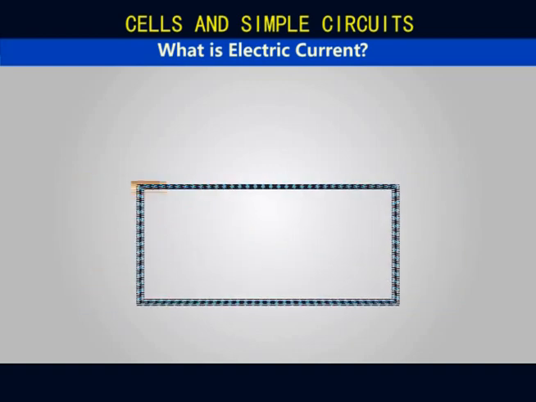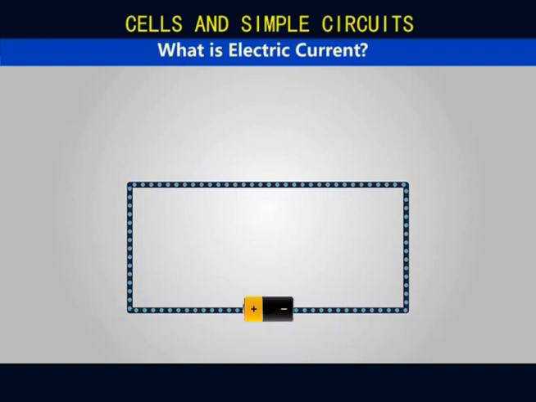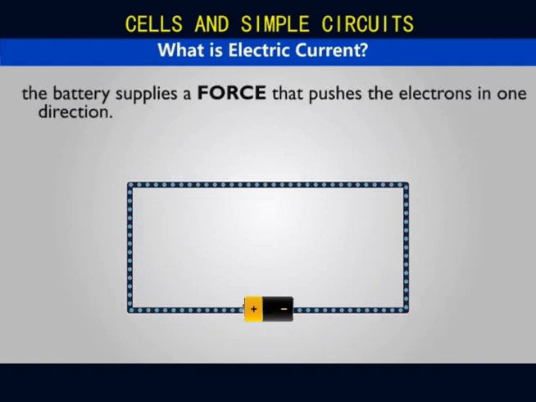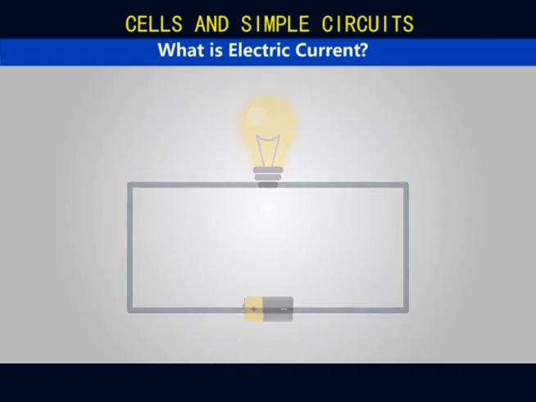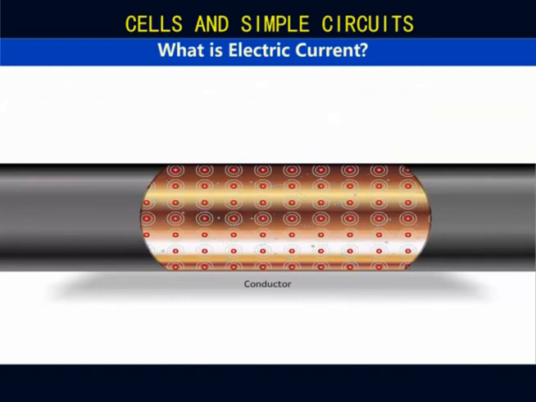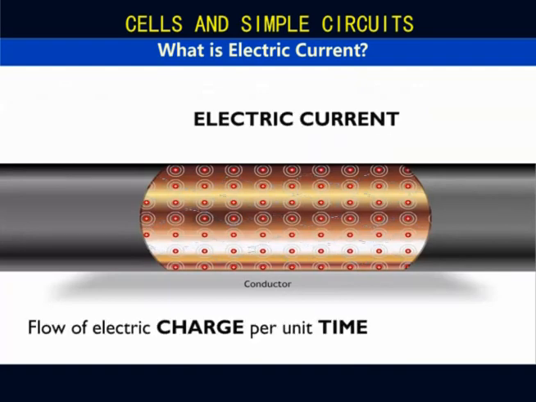Now, if we make a closed circuit by connecting a battery to the copper wire, the battery supplies a force that pushes the electrons in one direction, usually from the negative terminal to the positive terminal of the battery or cell. And if we add a light bulb to the circuit, the electrons will flow through it and cause it to light. So inside the conducting wire, electrons are traveling at high speeds in only one direction, and therefore there is a flow of charge. This flow of charge per unit time is called electric current.